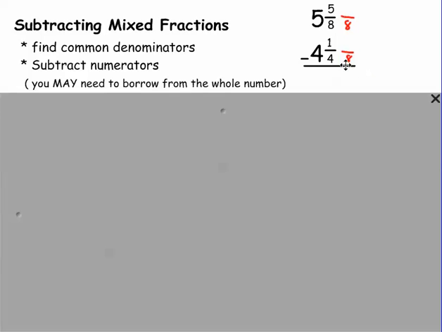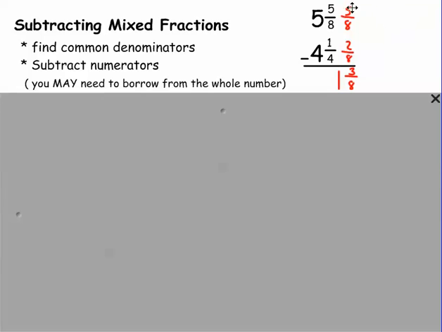You're going to still just find common denominators. So I'd multiply by 2, multiply by 1. So in this case, bring down my denominator, subtract, I get 3/8. Okay, easy. Subtract my whole numbers now, 1. So very easy in that case.